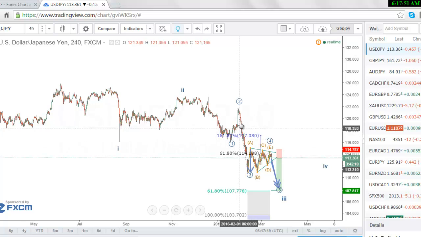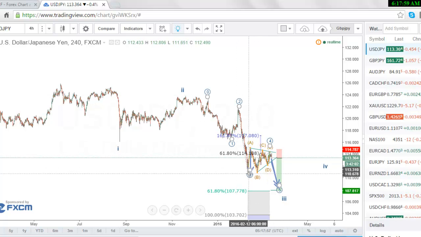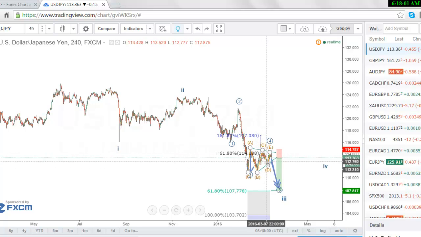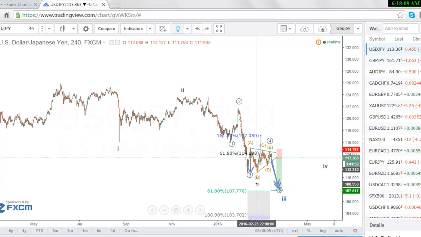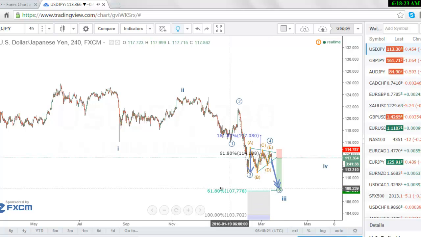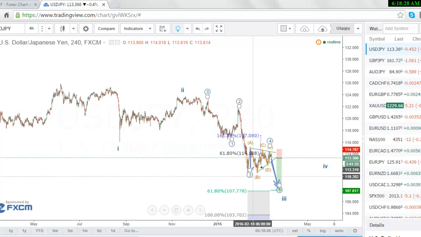So this is the first wave, the second, the third, then the fourth wave here is a triangle. This is a triangle, so that made me label this as the third wave, because the triangle precedes the last leg that completes a particular impulse wave or pattern. So what we are seeing here is a converging triangle. If price breaks below it, we'll be expecting a move to around 107.77, which is a 61.8% extension of 1 to 3 from 4.